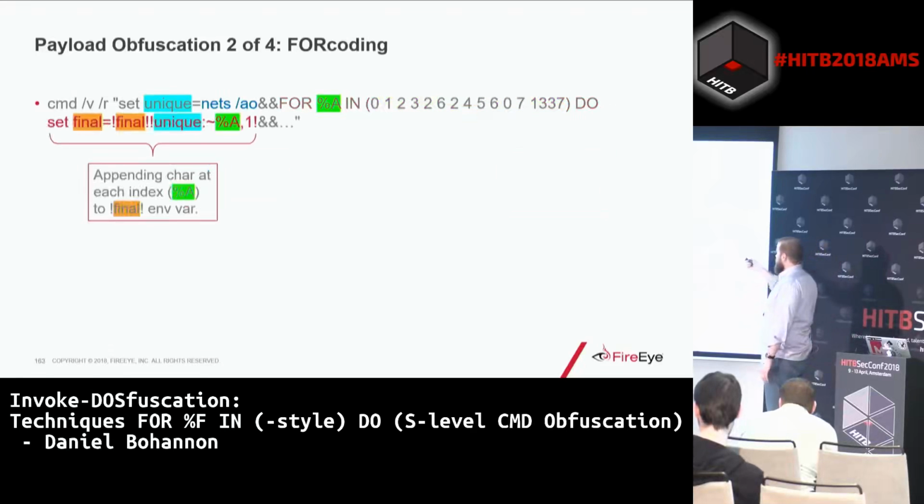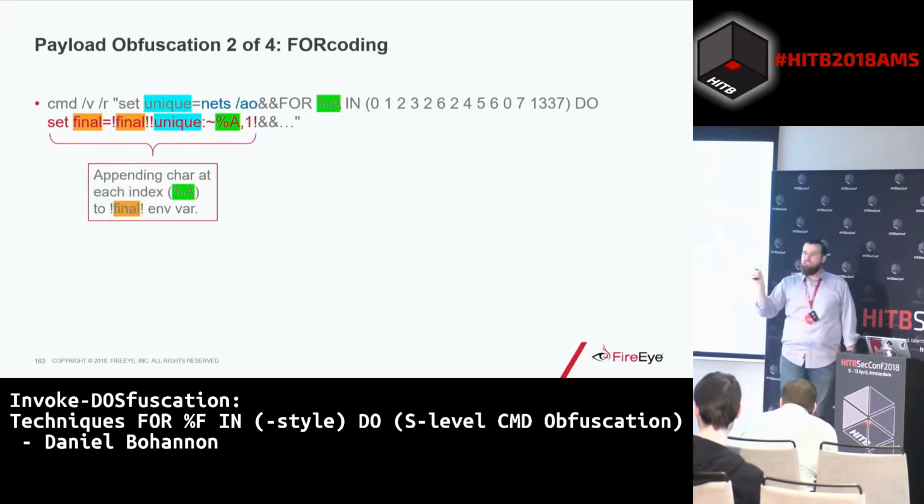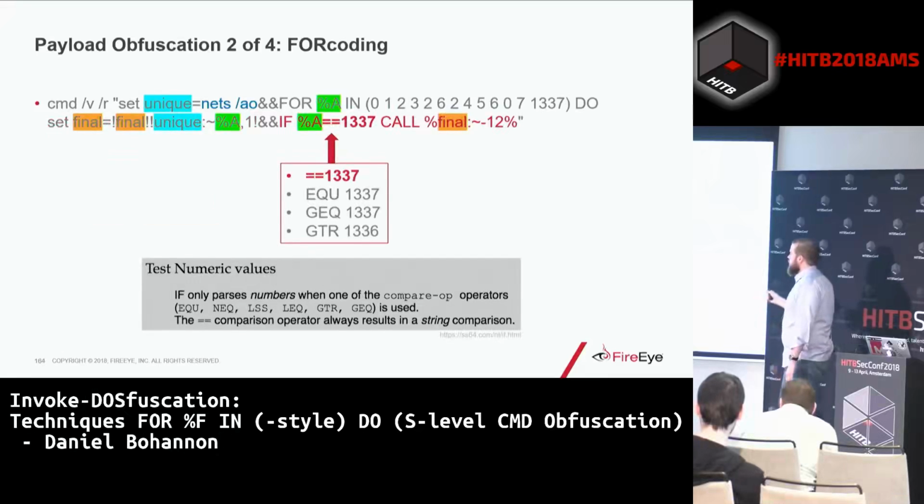So then for each of these, we're going to have this final variable, and we're going to set, in each iteration, the substring of the unique value. Basically, we're going to append onto this final variable, character by character, each iteration, each letter of the original payload. And for each iteration, we're going to check and say, hey, are you this bookend value? If you are, then finish your loop and come out and then actually just call the final variable and execute it.